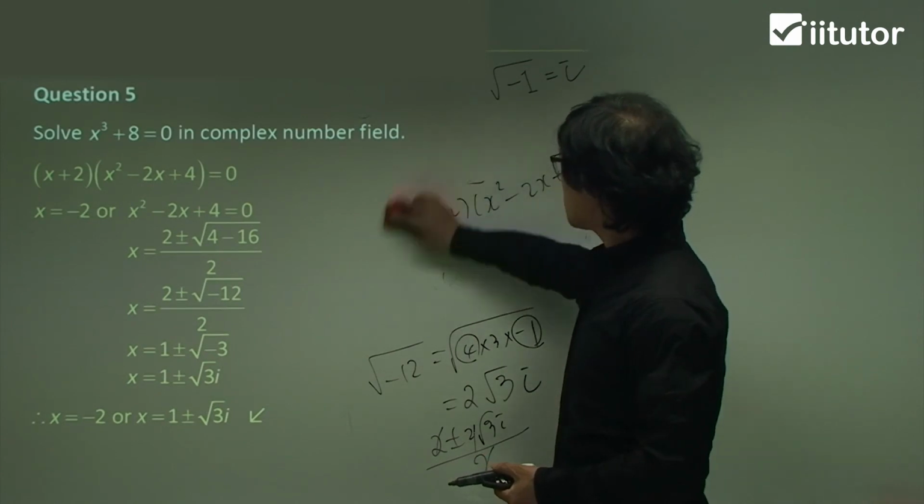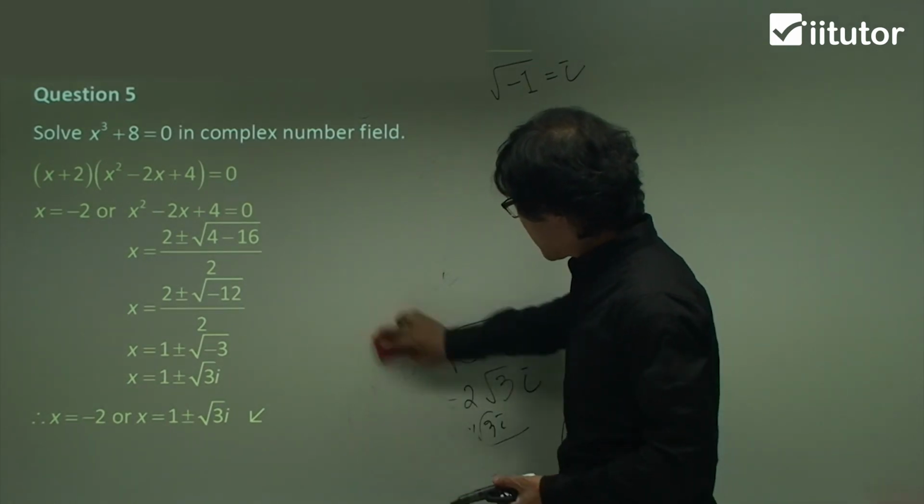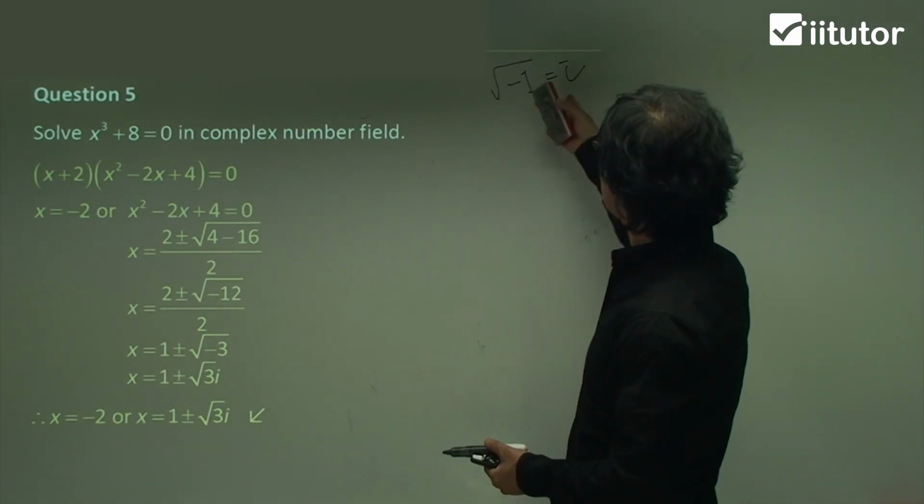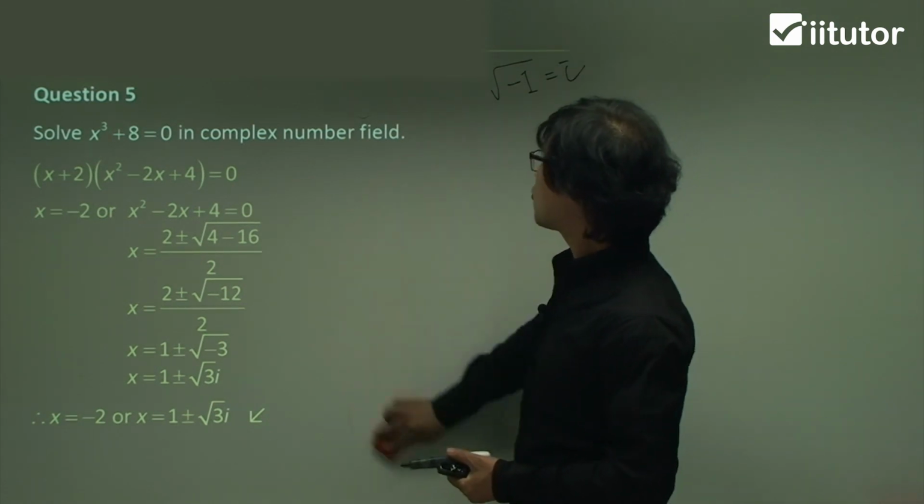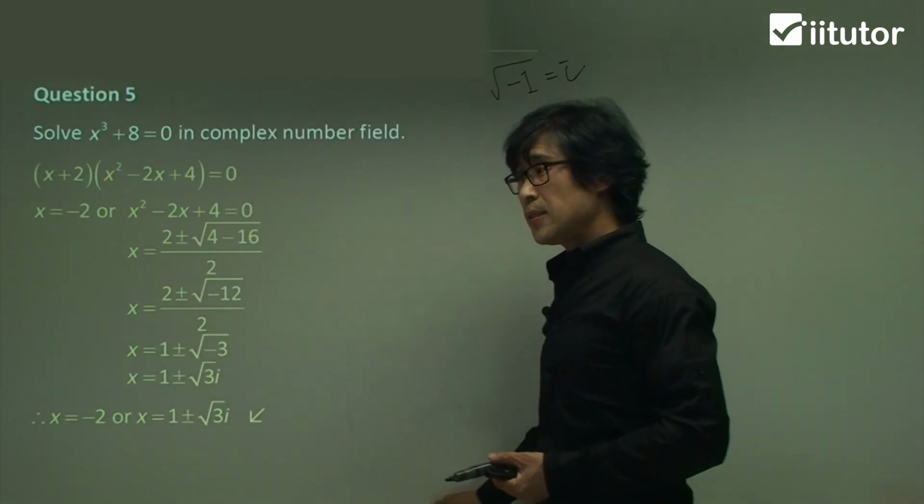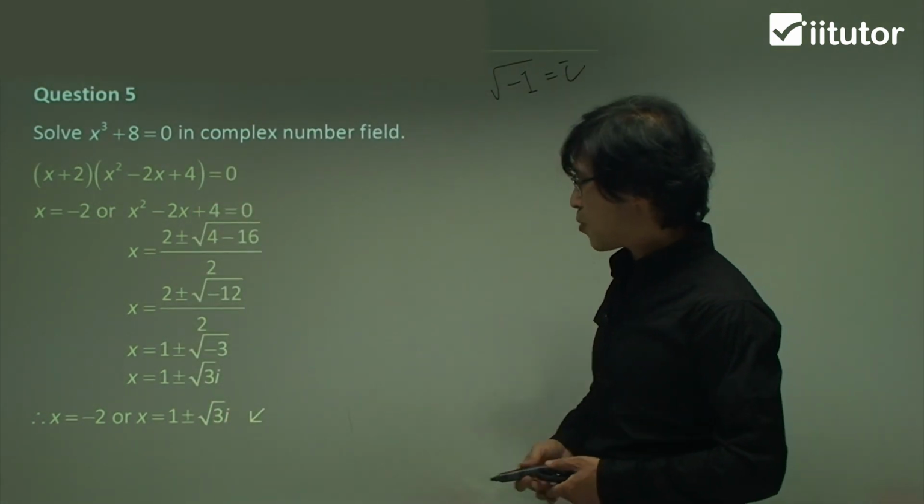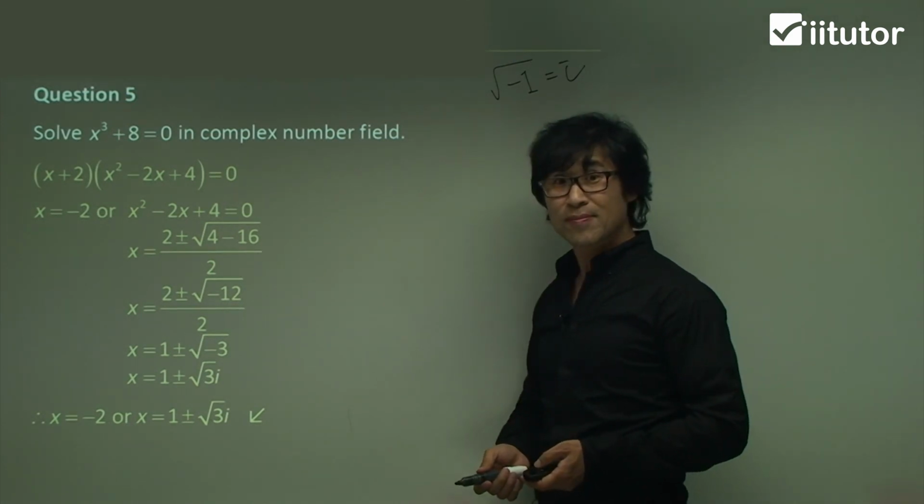So everything's okay, but you can always use this negative 1. Square root of negative 1 is i. So that's the new thing. That's a brand new thing from this topic.